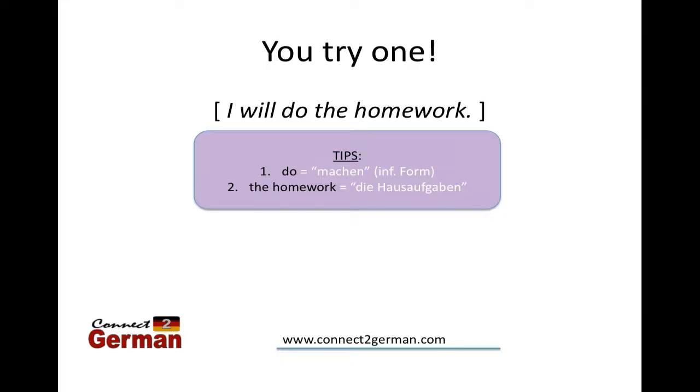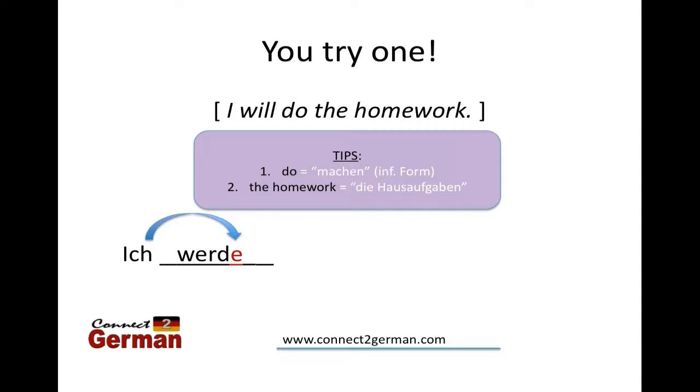So how are we going to form this? Let's get started. Ich. Now we need our form of will that agrees with ich. What's a common ending on the end of our verb? It's werde, with that e on the end. It agrees with ich. Subject-verb agreement.